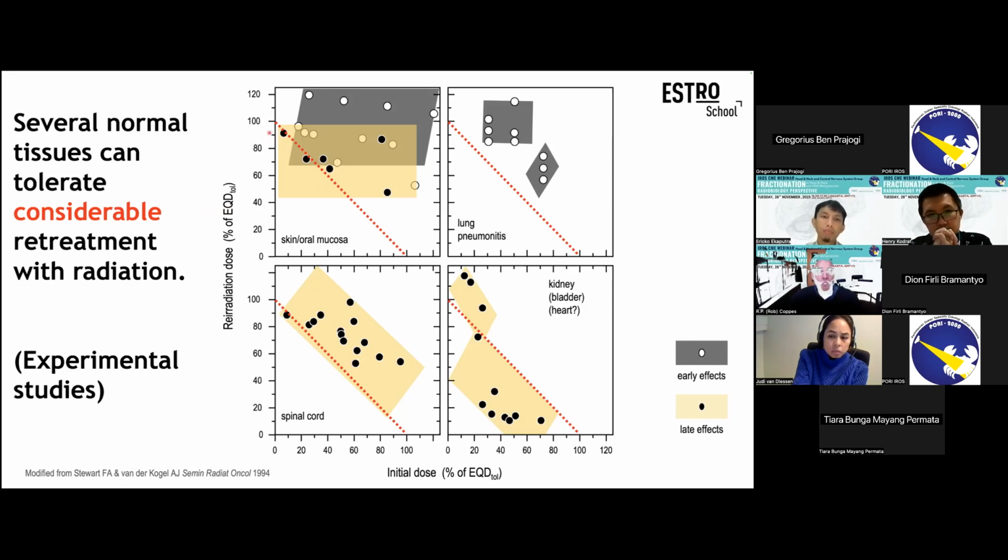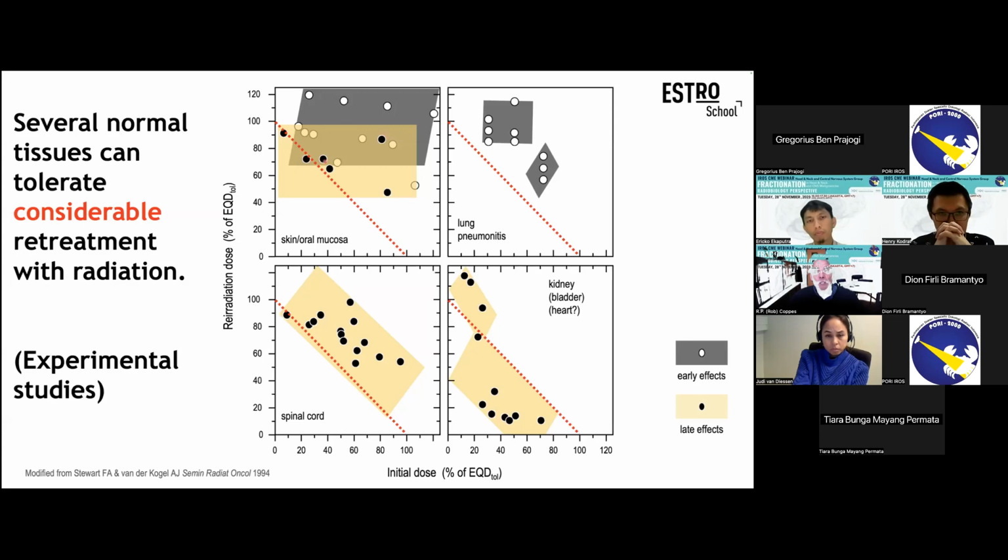So normally the dotted line is kind of the benefit line, right? If you go below the dotted line, it's actually the opposite. But if you go above the dotted line, you can see you do more retreatment. And in the gray area, you can see that you can retreat these patients above a certain tolerance dose already, for say 120%, if the initial dose is not too high, and if the time allows that, right? So this is for early effects, but for late effects it's a little bit less, right?